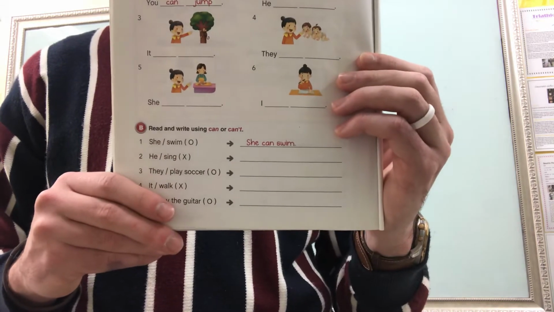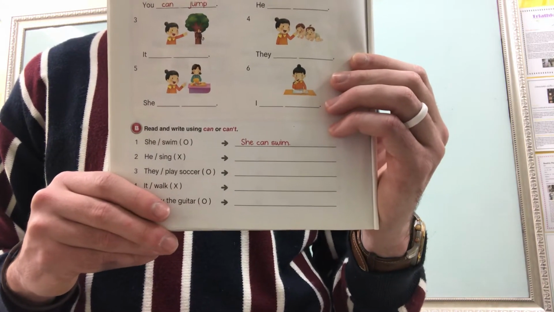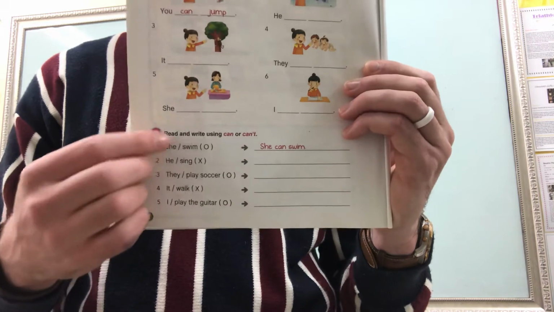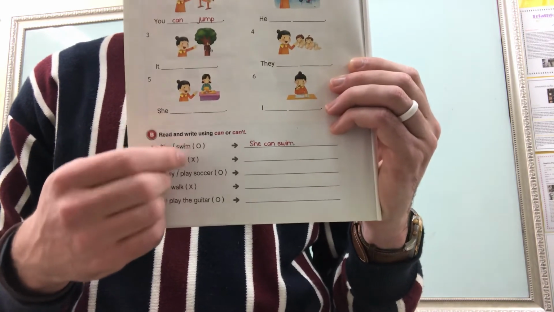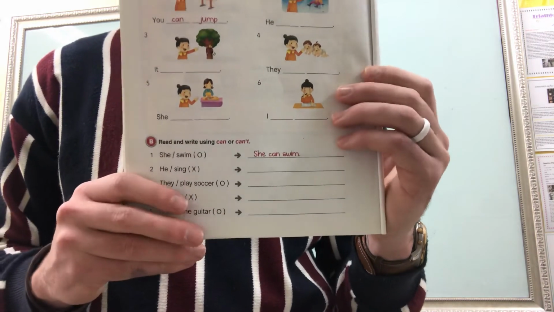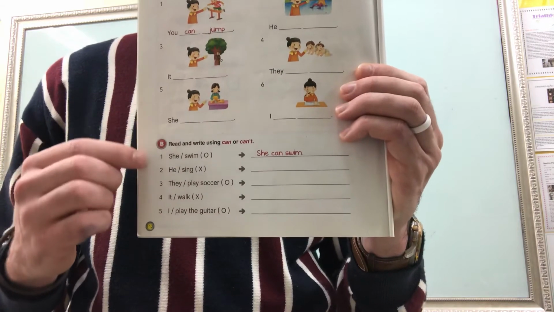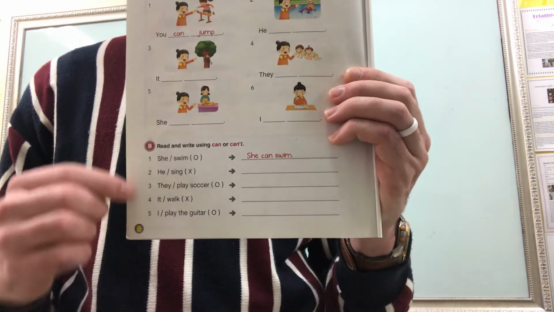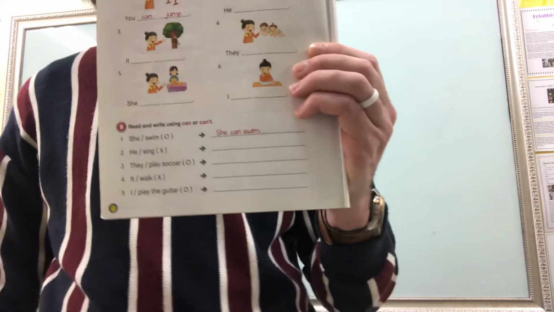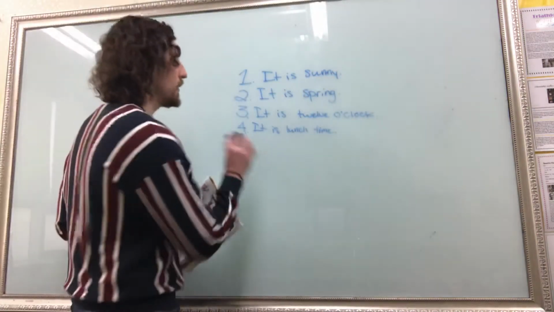So B, you have to read and write can or can't with the verb. So circle means can, X means can't. So I want you guys to pause the video and see if you can do 1 to 5 by yourself, and then we'll do it together, okay? So pause. Okay, welcome back.